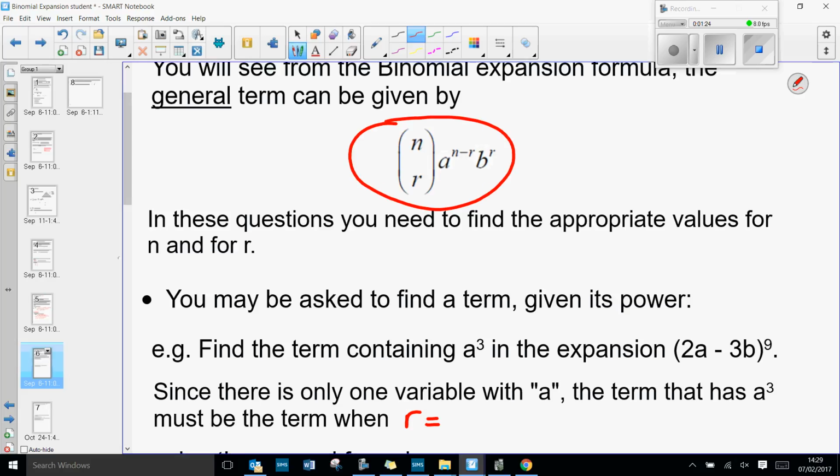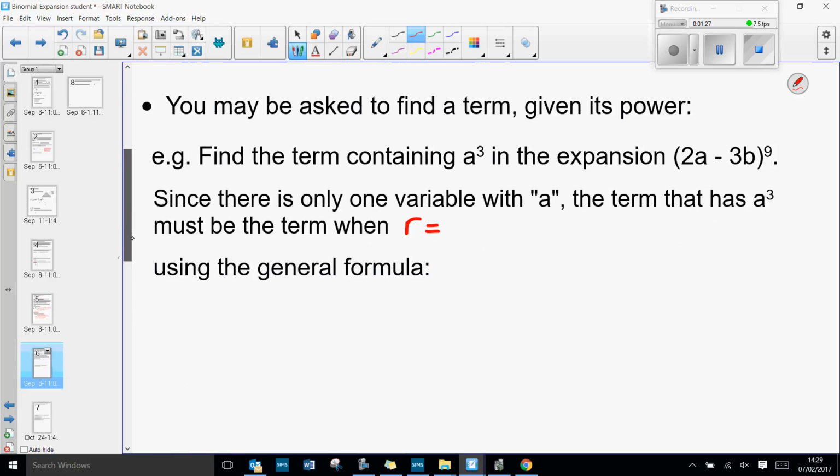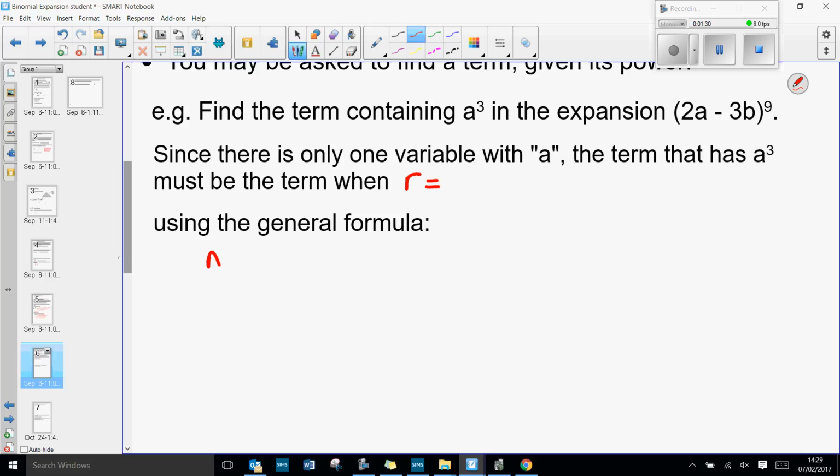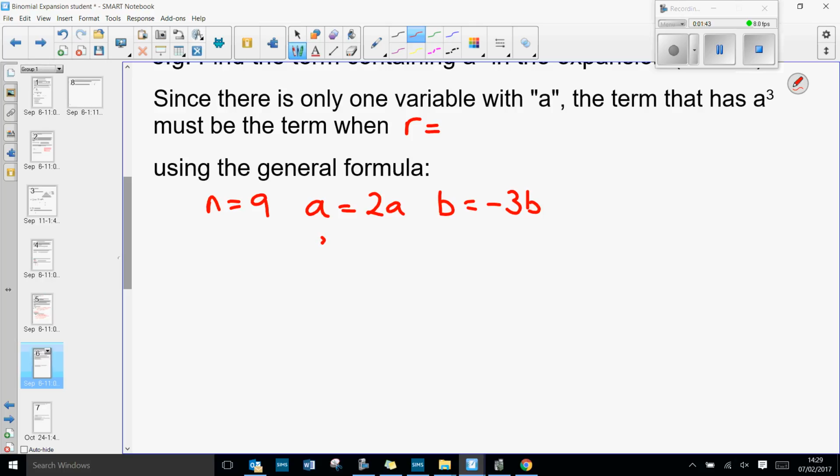What did we say n is in this case? n is 9. What's a in this case? 2a. And what's b? Negative 3b. So if we stick those values in, we don't know r yet, so we've got 9Cr, (2a) all to the power 9 minus r, and then (negative 3b) to the power r. All we've done is taken our general formula and stuck values in that we know.